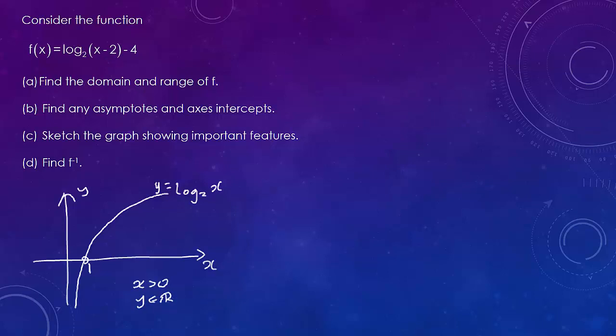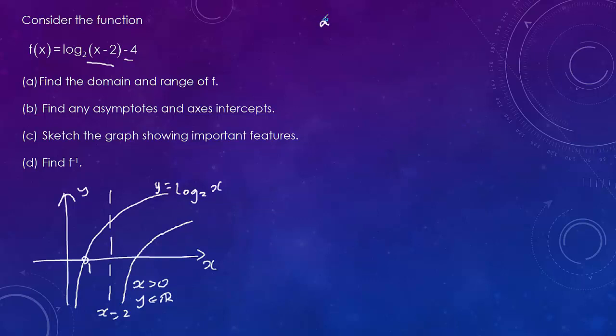Now we know enough about graph transformations to know that this will move us 2 units to the right. So now the asymptote would be x is equal to 2. The minus 4 just moves it down by 4. That's not going to make much difference. It will make a difference to the x-intercept. We'll come to that later. But basically it's going to do this type of thing here.